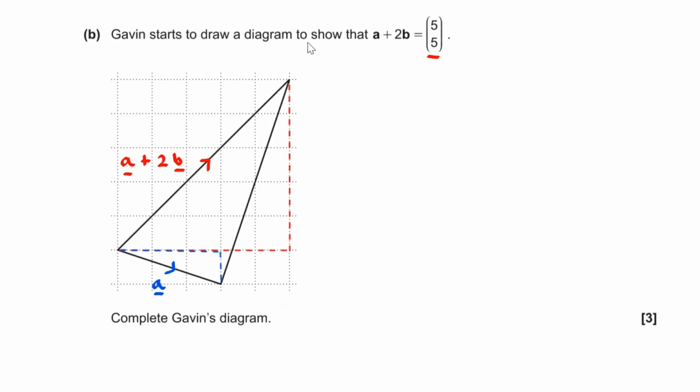So from this point here, if we go 1 across and 3 up like this, here's the vector b, and what we have is essentially twice that. So here we've got the vector 2b, and therefore here is our complete diagram.